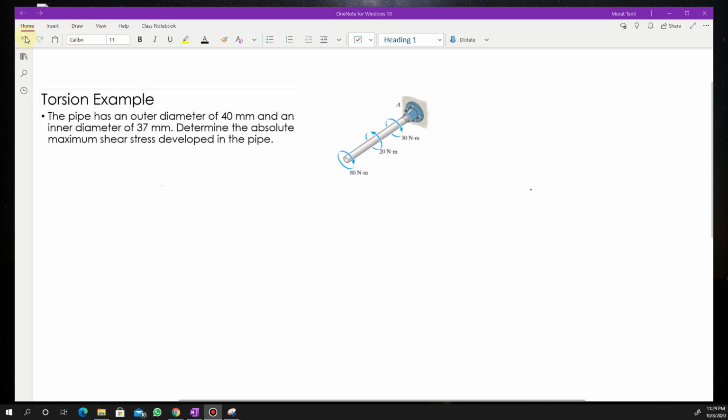Let's look at the first cut. If I cut my section right at the end, I have 80 Newton meter at the end of the pipe, and this 80 Newton meter is countered with a torque value of 80 Newton meter. So if I have 80 Newton meter going clockwise, then I have to have an opposite torque value acting counterclockwise with 80 Newton meter.